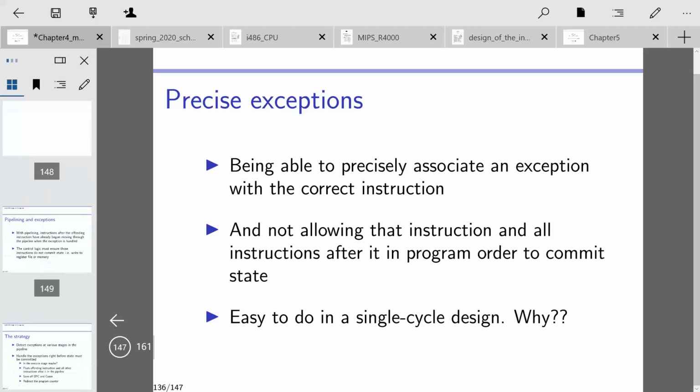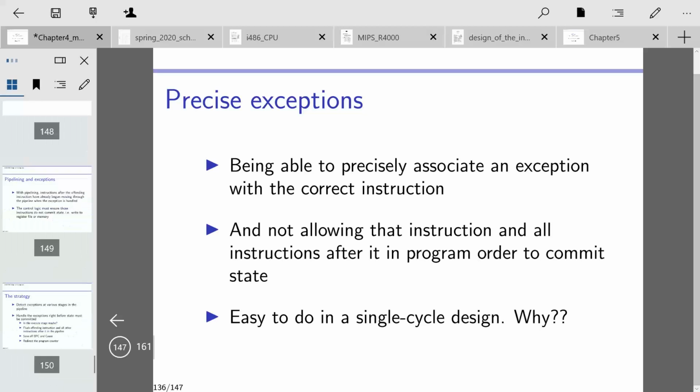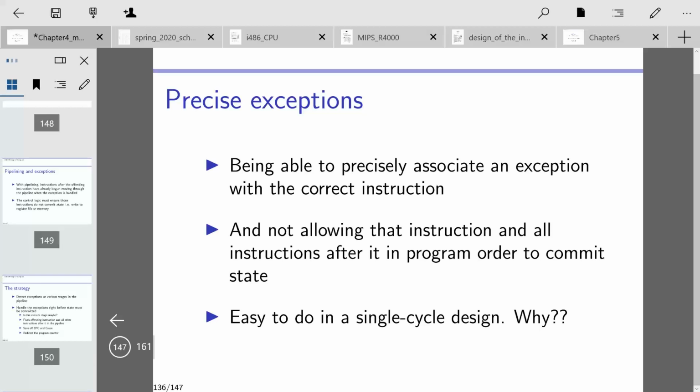Okay, so we want to maintain precise exceptions, and again, we do that by handling all the exceptions at the end, and we don't allow the offending instruction and any instruction that follows that offending instruction in program order to commit state. That means that we haven't done anything that we can't undo, is another way of looking at it.